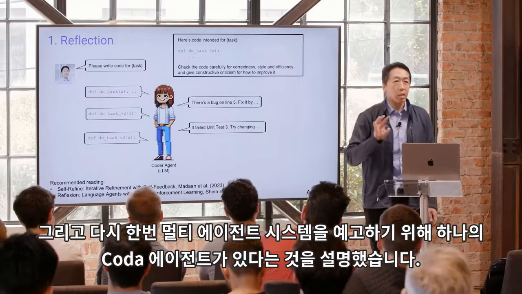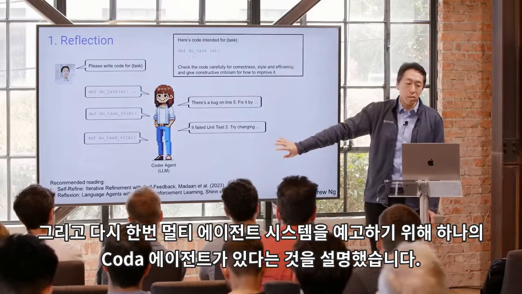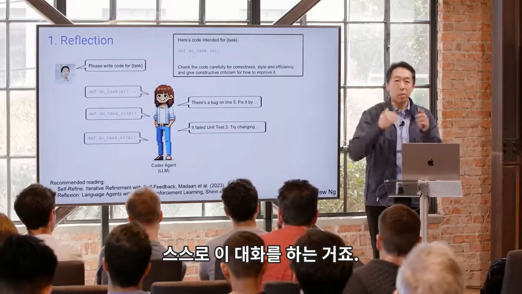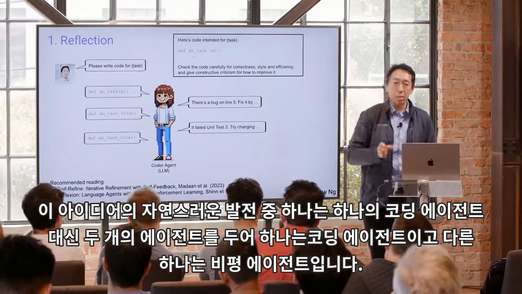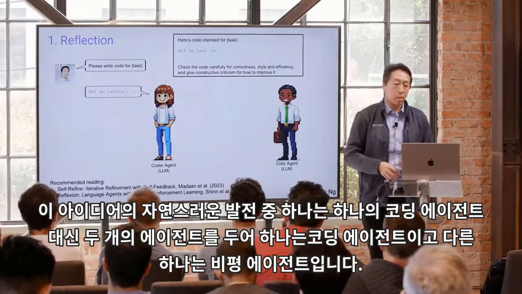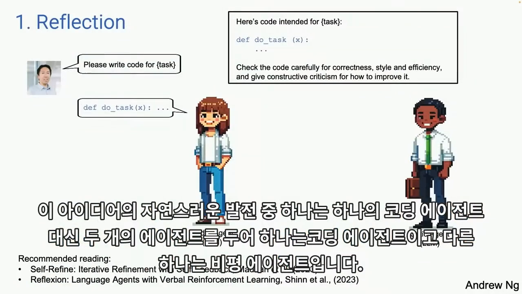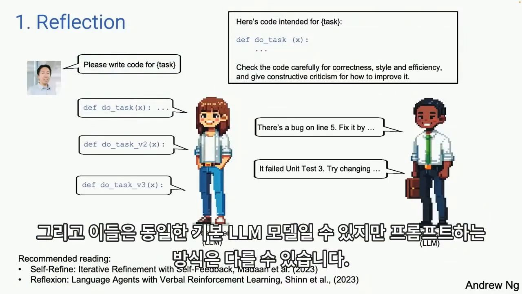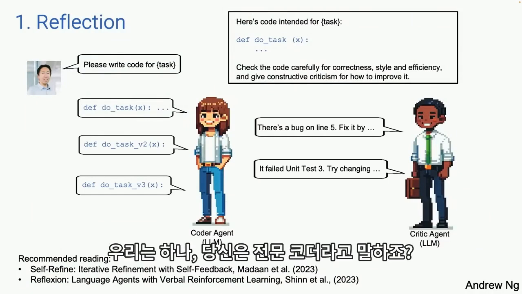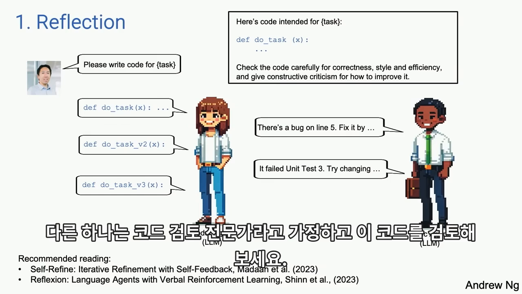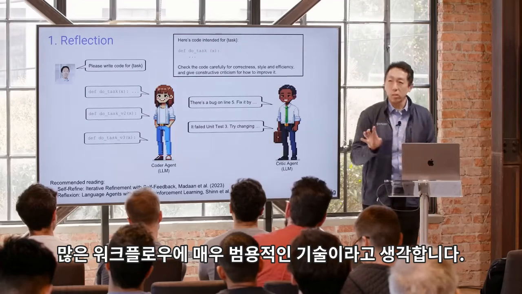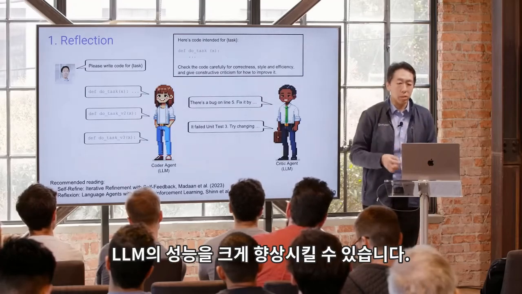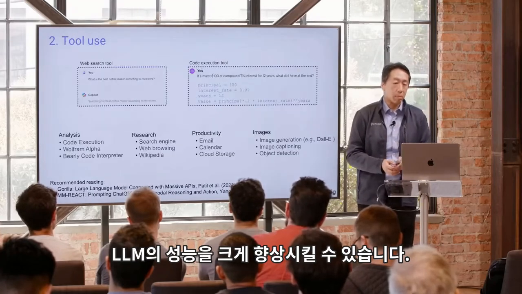And again, just to foreshadow multi-agent systems, I've described a single coder agent that you prompt to have this conversation with itself. One natural evolution of this idea is that instead of a single coder agent, you can have 2 agents, where one is a coder agent and the second is a critic agent. These could be the same base LLM model, but that you prompt in different ways. You say to one, "You're an expert coder, write code." To the other, "You're an expert code reviewer, so review this code." And this type of workflow is actually pretty easy to implement. I think it's a very general purpose technology. For a lot of workflows, this would give you a significant boost in the performance of LLMs.